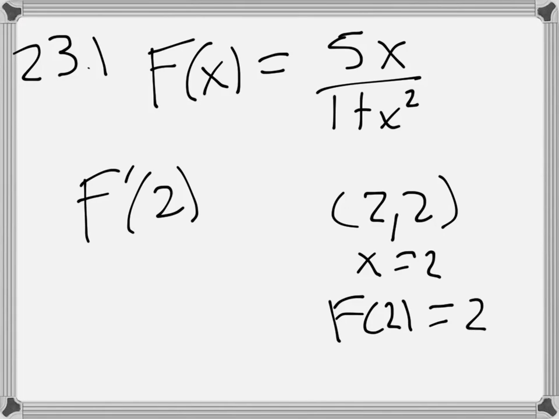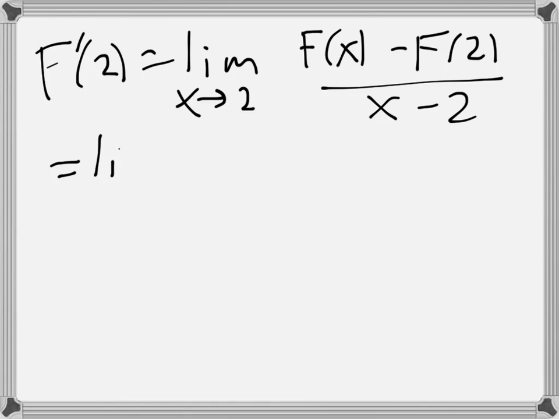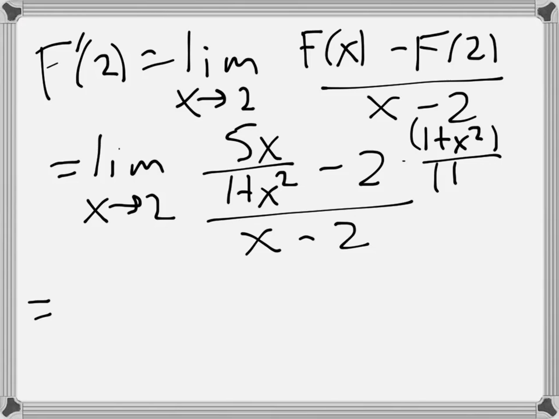So to get f prime of 2, I'm going to use the first definition of derivative. So it's the limit as x approaches 2 of f of x minus f of a, which is 2, over x minus a, which is 2. f of x is the actual function here, 5x over 1 plus x squared, and f of 2 was given to be 2. Just like anytime I'm working with a complex fraction, I'm going to make that big numerator a fraction, and then I'll make the bottom a fraction, so I can multiply by the reciprocal. So this needs to be multiplied by 1 plus x squared over 1 plus x squared.